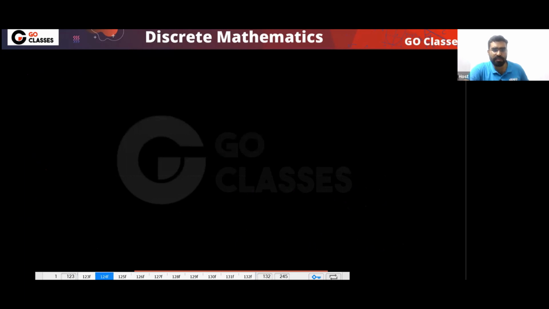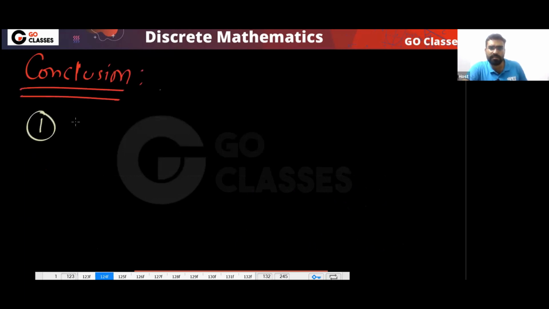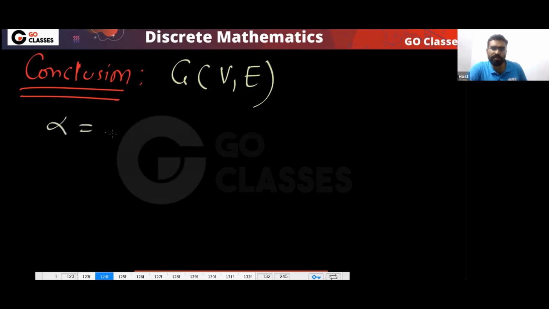So far what we have seen, this is the conclusion, or I can say the summary. Let me tell you the summary so far. You have a graph G with V comma E. Then the first point is alpha plus beta. Let me write here first what these things are. So tell me, what is alpha? Alpha is the independence number.